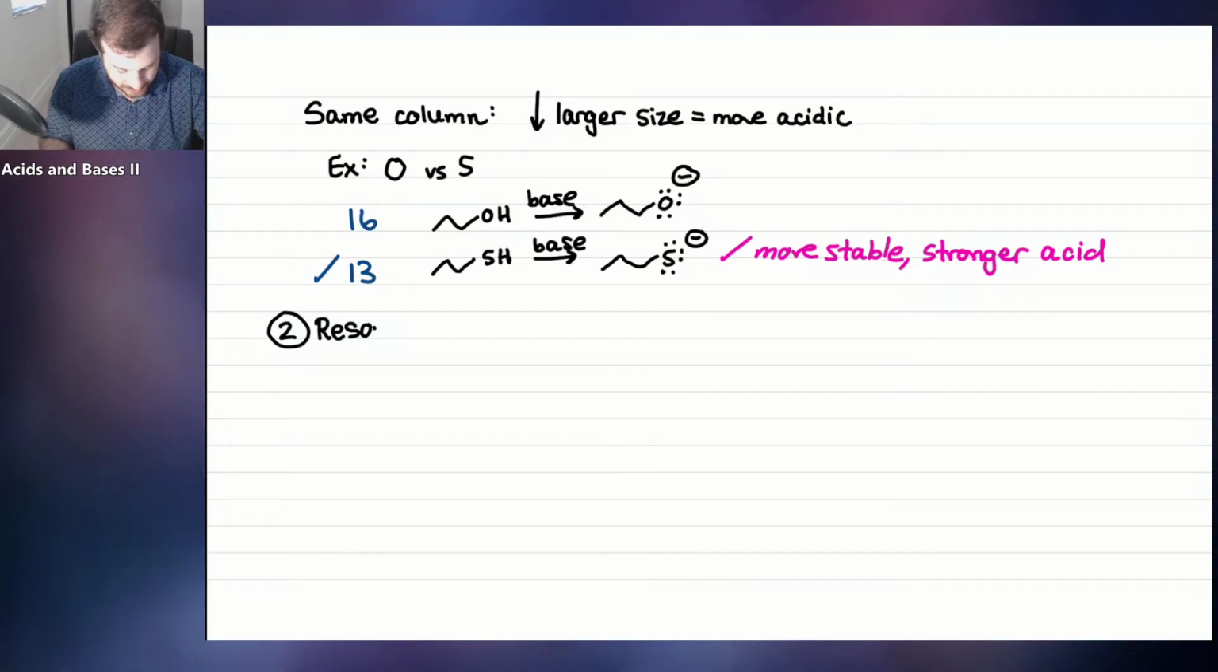All right, let's move on to R, resonance. That's the R of REO. Okay. Let's compare ethanol versus phenol.